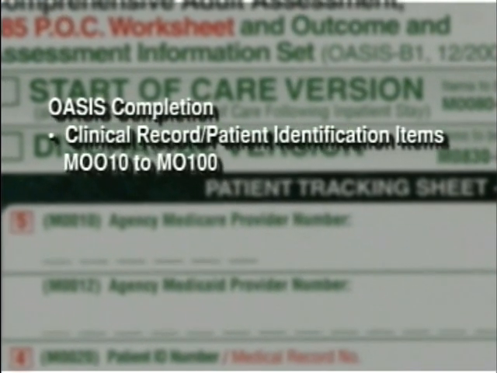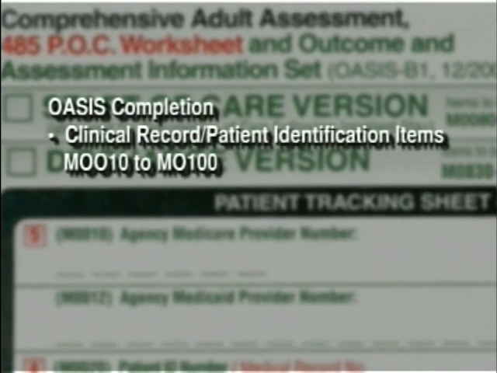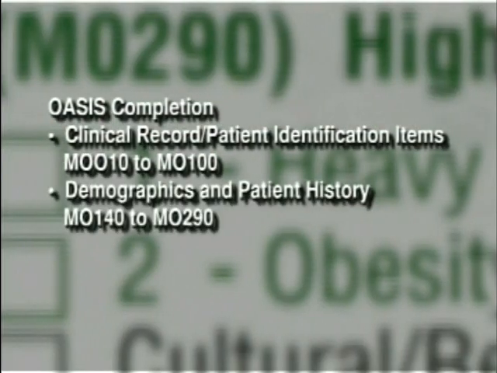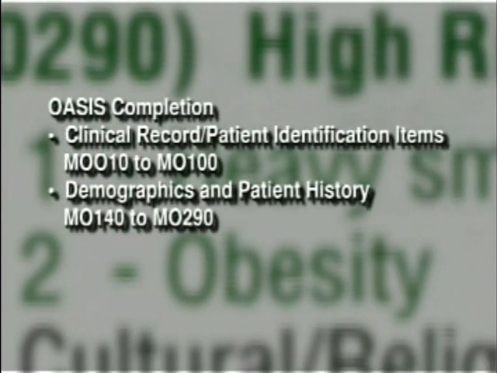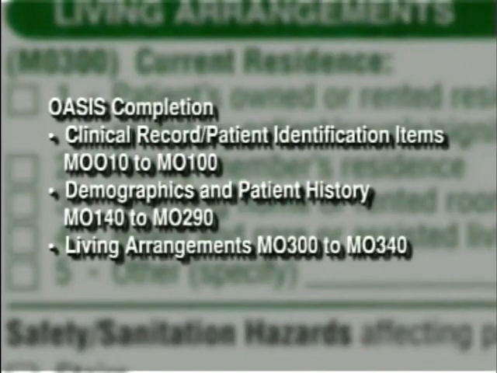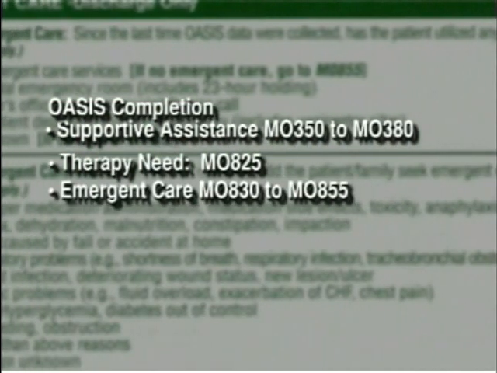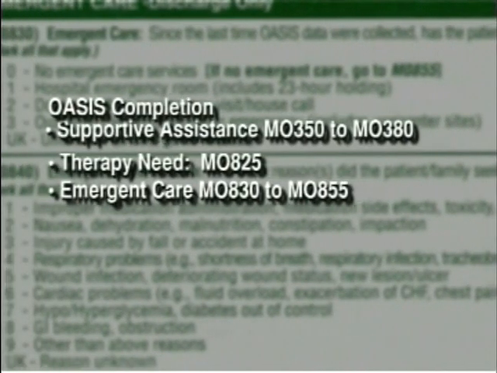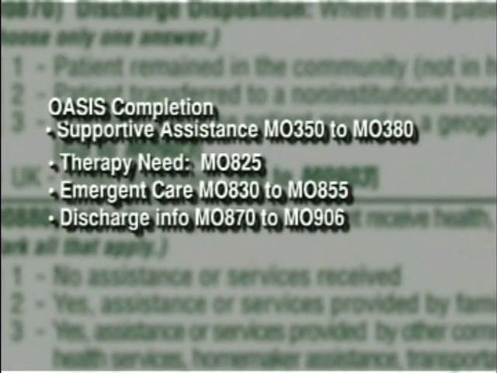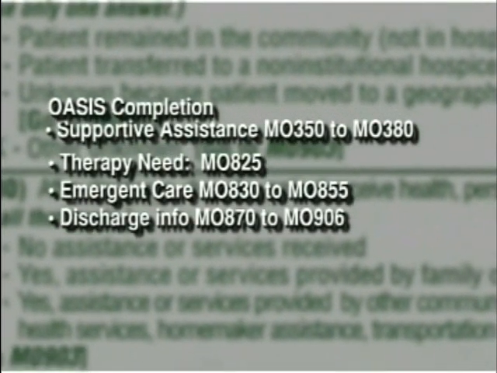patient identification items, MU 010 to MU 100, demographics and patient history, MU 140 to MU 290, living arrangements, MU 300 to MU 340, supportive assistance, MU 350 to MU 380, therapy need, MU 825, emergent care, MU 830 to MU 855, and discharge disposition information, MU 870 to MU 906.